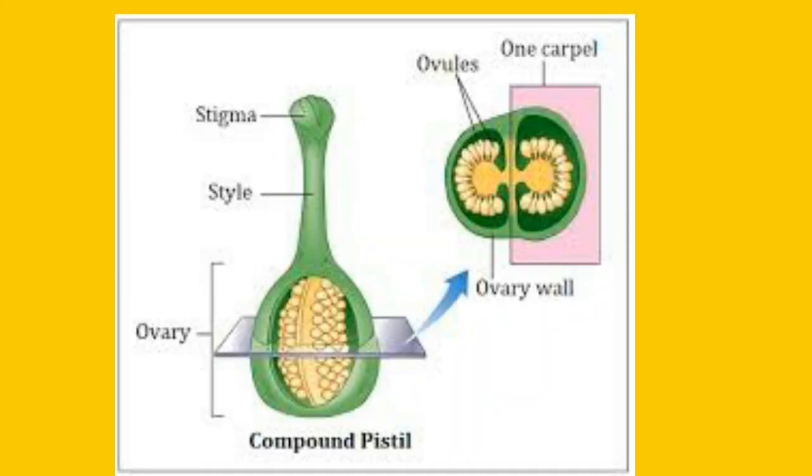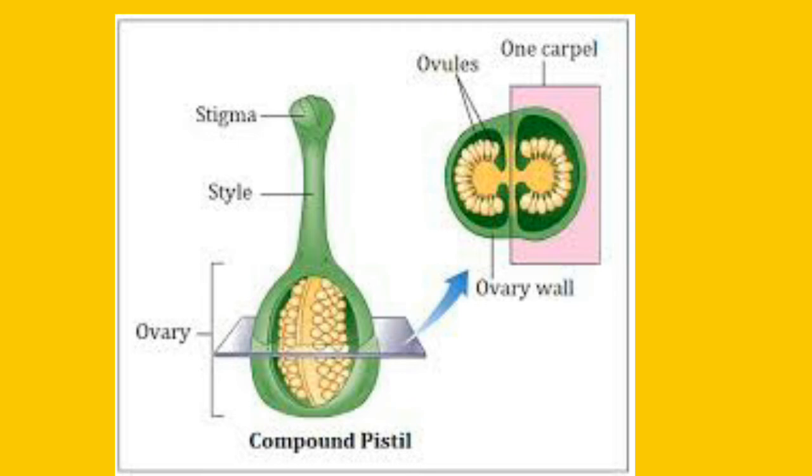The ovary contains ovules which contain the female reproductive cells. The ovules later become the seeds. The ovary becomes the fruit. The gynoecium is the female part of the flower.